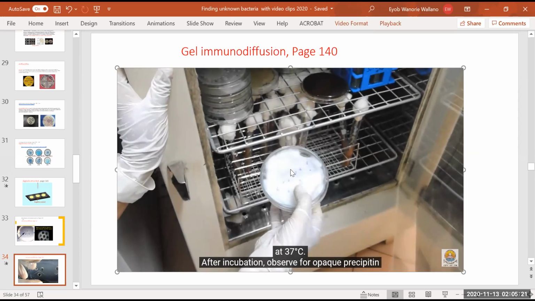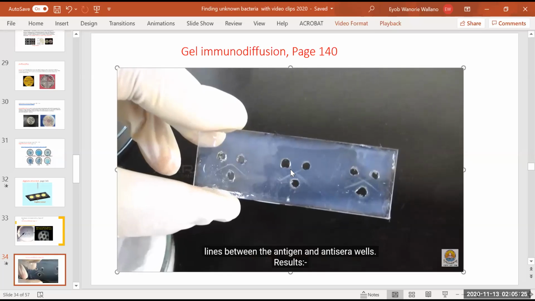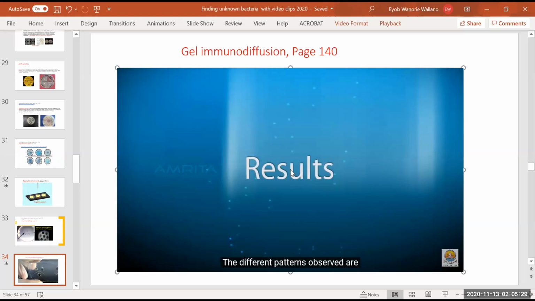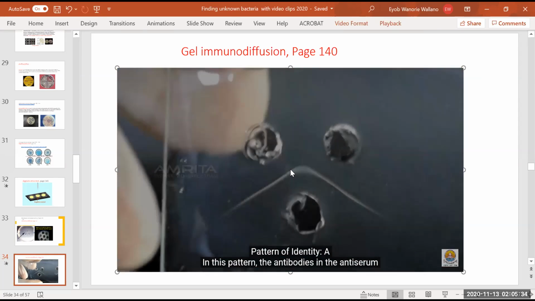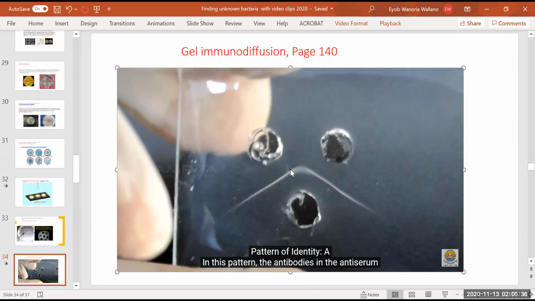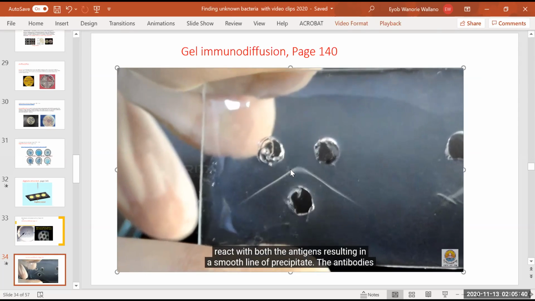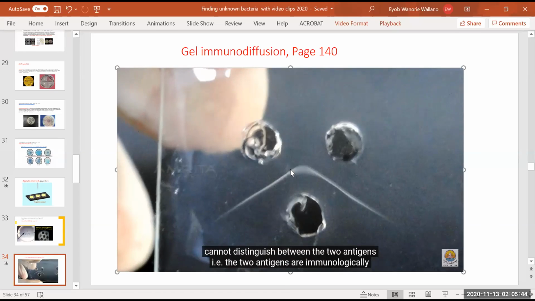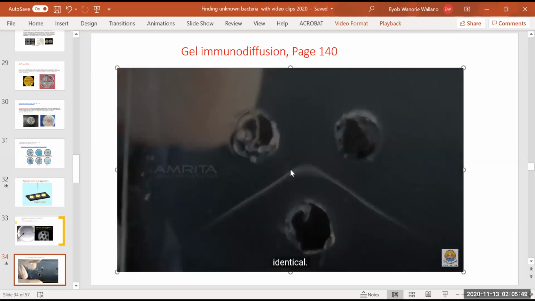After incubation, observe for opaque precipitin lines between the antigen and antisera wells. Results: pattern of identity A. In this pattern, the antibodies in the antiserum react with both the antigens, resulting in a smooth line of precipitate. The antibodies cannot distinguish between the two antigens, that is, the two antigens are immunologically identical.